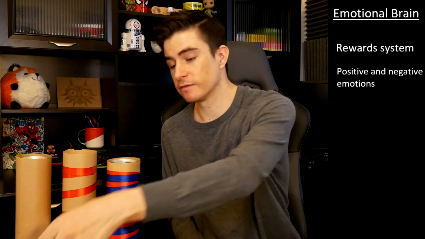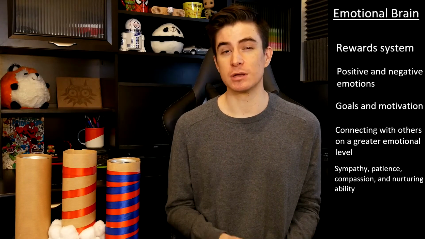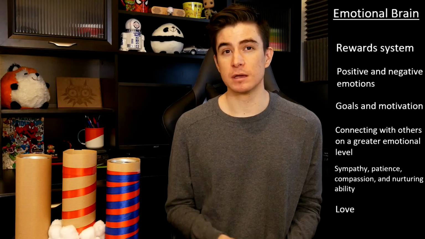This blue ribbon is your emotional ribbon, your reward system. This is your emotions: happiness and sadness, fears, shame, guilt, excitement, and enthusiasm. Your goals, ambitions, desires, wants, and motivation. Your friendships and relationships. It's the ability to connect with other people. Sympathy, who you choose to spend your time with and how you choose to spend that time with them. Patience, compassion, and nurturing ability. Love, this is your hobbies, sports and video games, TV shows and movies. These give our lives meaning.